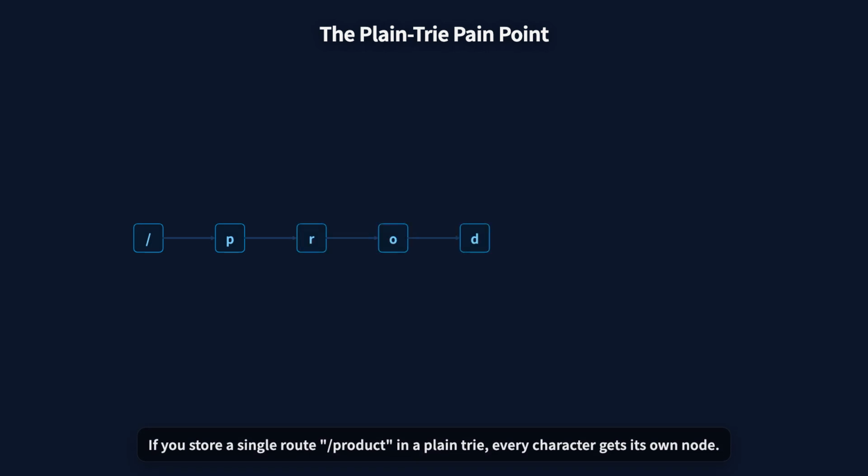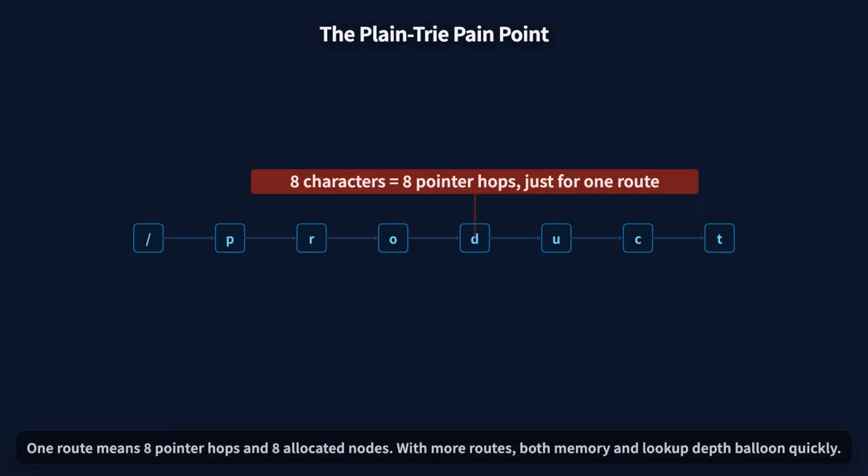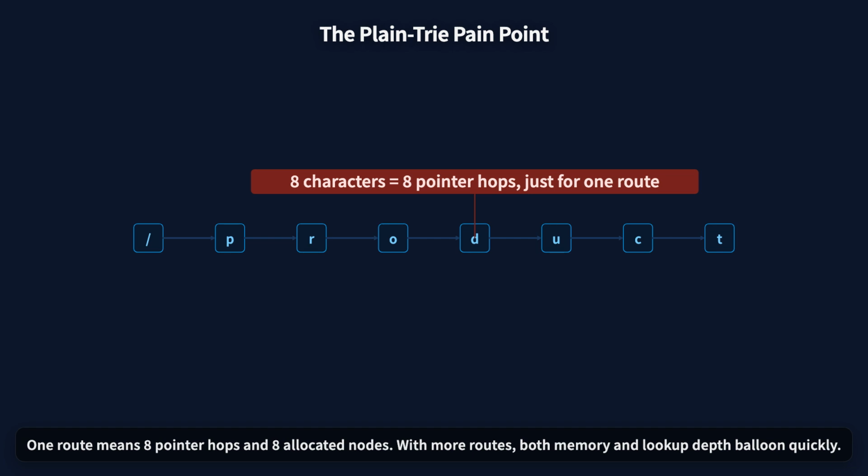If you store a single route, product, in a plain trie, every character gets its own node. One route means 8 pointer hops and 8 allocated nodes. With more routes, both memory and lookup depth balloon quickly.